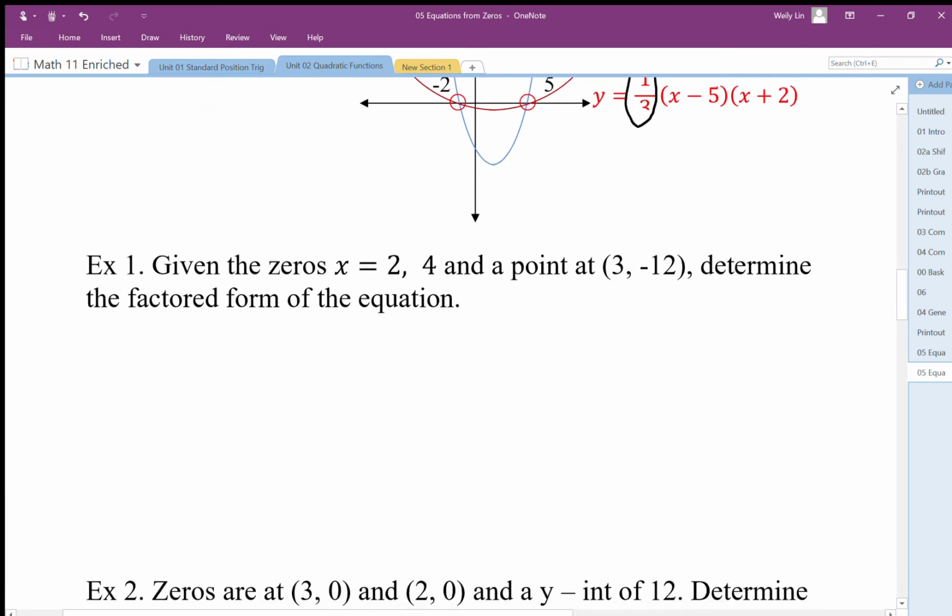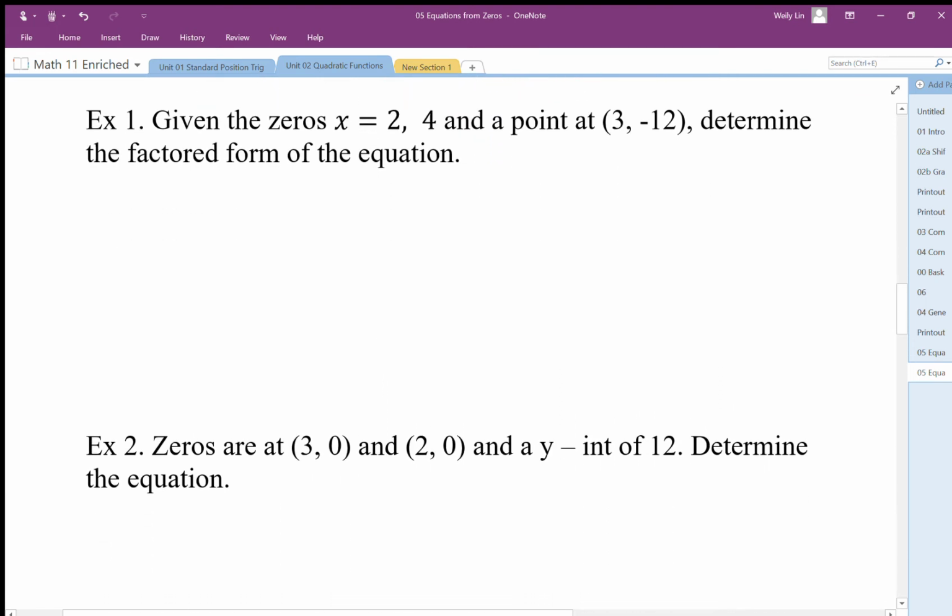So I'll give you an example here. We'll do this problem. If we start with the zeros, okay, we can write this equation in factored form. It's going to be x minus 2, x minus 4. Now, this is not the complete equation because we still don't know which direction it's opening. We don't know if it's expansion or compression. And to do that, we need this coordinate.